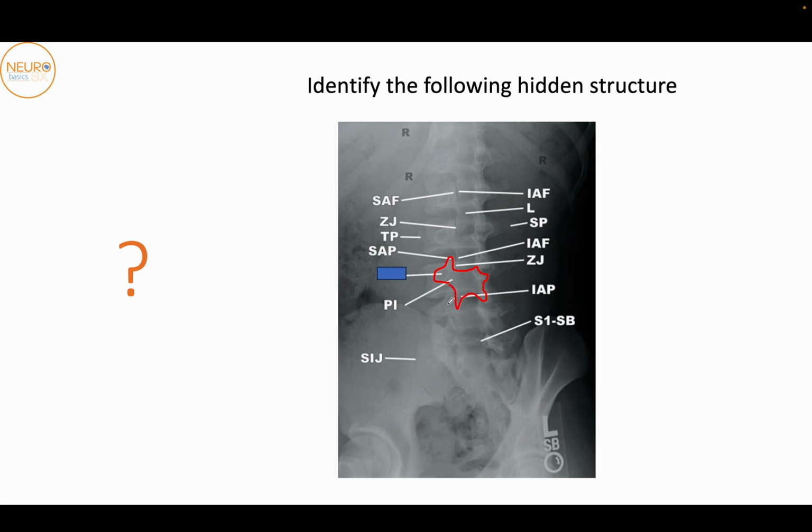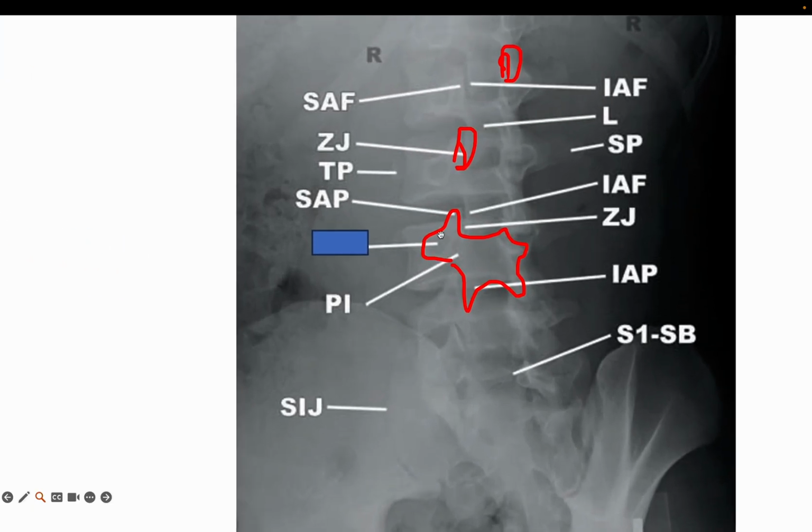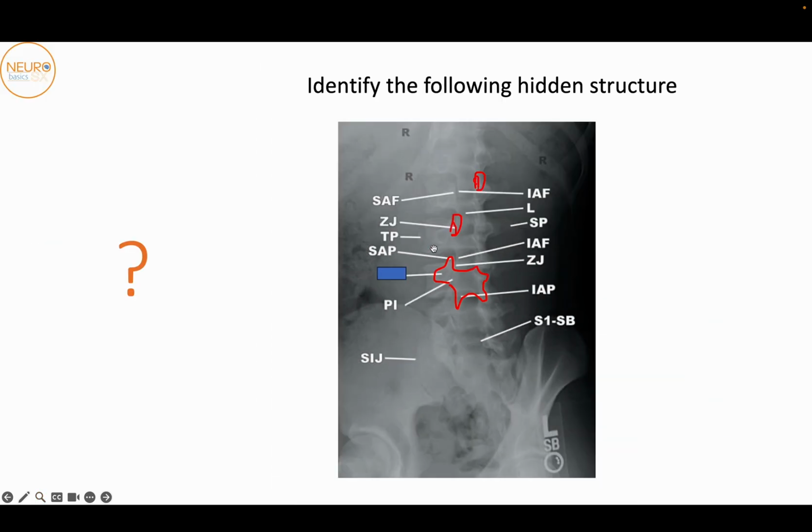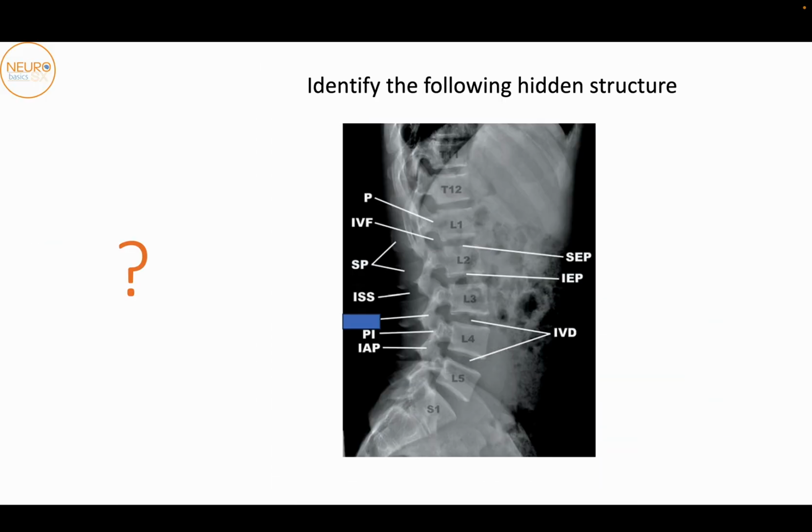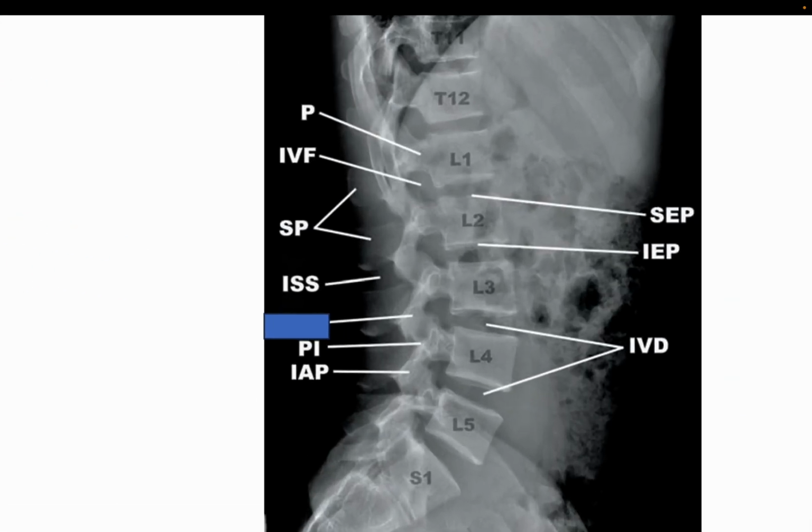You can see there are facet joints over here, and there are facet joints posteriorly, and that is on the other side. This is on one side, these are joints on the other side. Okay, so the Scottish dog is created by joining up all the facet joints on both the sides. The eye of the dog is the pedicle. And so what is this structure?